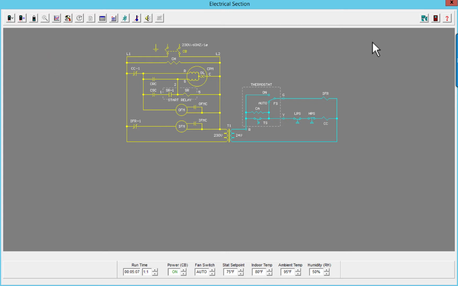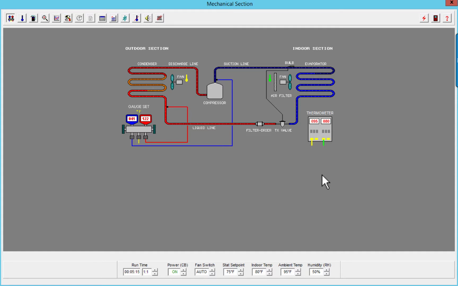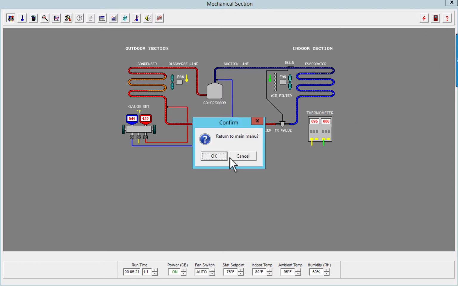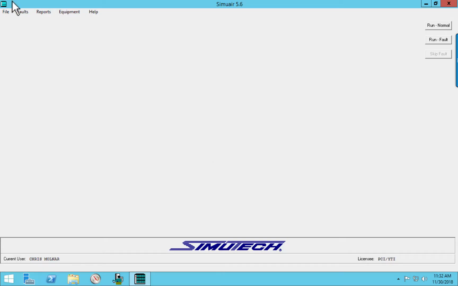So that is a properly running system. Amperages are okay. We have our pressures that are running okay. So let's go ahead and exit out of here. I'm going to go back out. Now I'm going to run it in a fault condition.